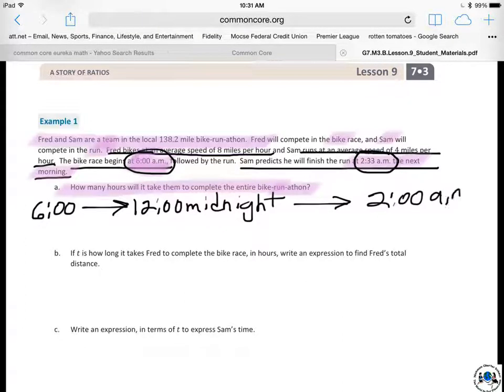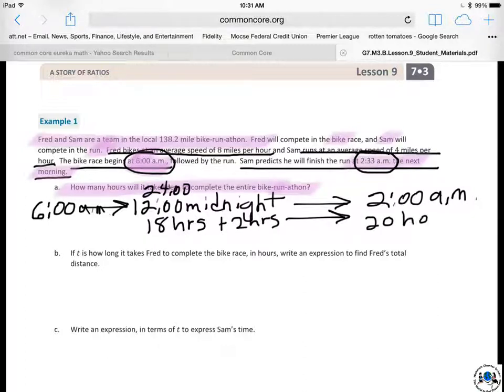Okay, and then 2 a.m. All right, this is 6 a.m. So if you go to 6 a.m. to 12 midnight, and 12 midnight is also known as 2400, or 24 hours, a 24-hour day, this right here is going to be 18 hours, and then plus another 2 hours to get from midnight to 2 a.m. Of course, that is 20. So you have 20 hours to 2 a.m. Then you have 33 minutes left over.